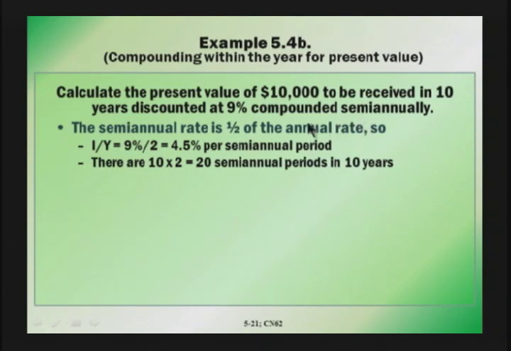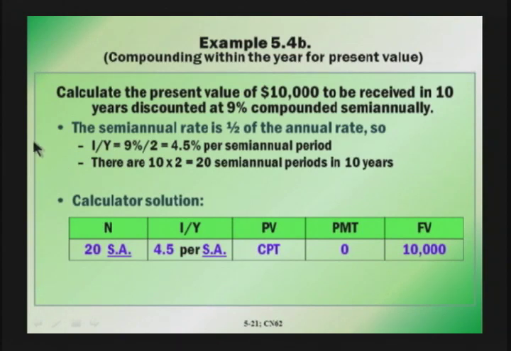So there will be 20 periods that I will be discounting my cash flows over those 10 years. 10 years, 2 semi-annual periods per year, that's 20 semi-annual periods. The discount rate I'll apply each period is my 9% discount rate cut in half. Because it's a 9% APR, it's 9% for the entire year, it's only 4.5% each semi-annual period.